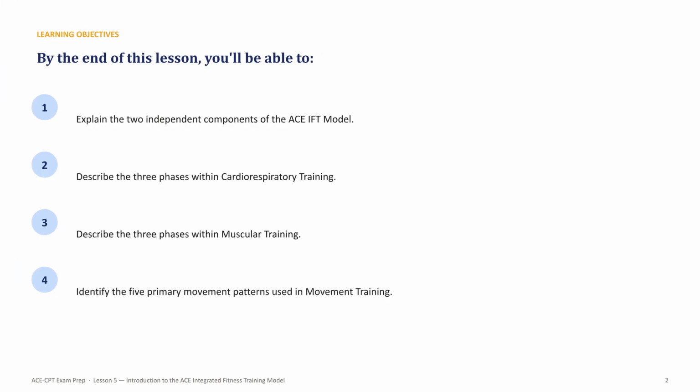Let's look at what you'll be able to do by the end of this lesson. There are 4 objectives. First, you'll be able to explain the 2 independent components of the ACE IFT model. Second, you'll describe the 3 phases within cardiorespiratory training. Third, you'll describe the 3 phases within muscular training. And fourth, you'll identify the 5 primary movement patterns used in movement training.